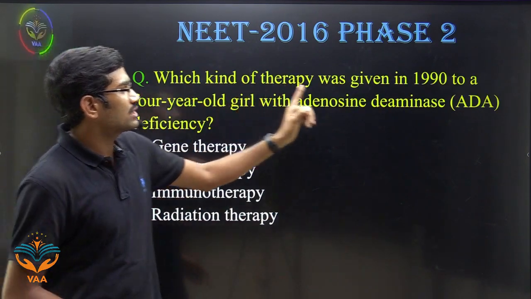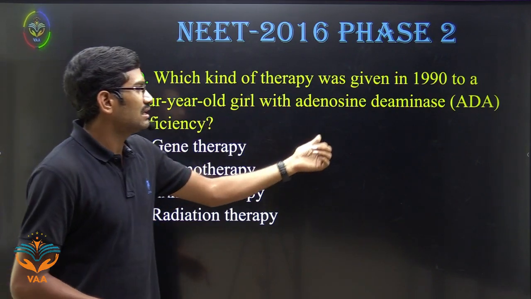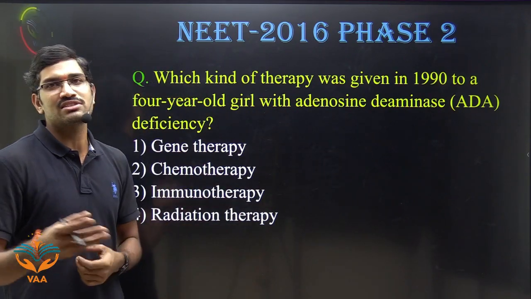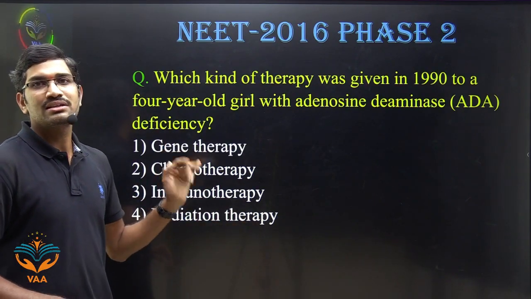Next one. Which kind of therapy was given in 1990 to a 4-year-old girl with adenosine deaminase deficiency? So directly under the gene therapy we have studied this. The answer is option 1, gene therapy.